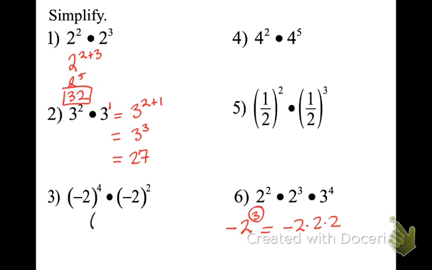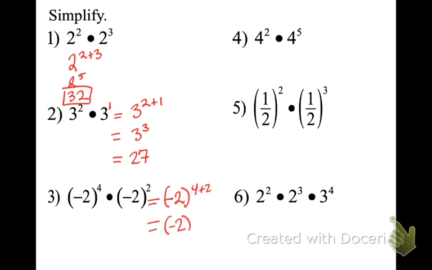So then we get negative 2 to the 6th power. I should do 4 plus 2, right? 4 plus 2, let's keep it consistent. 4 plus 2, and so that makes negative 2 to the 6th power. It's an even quantity. Negative times negative times negative times negative times negative times negative. 1, 2, 3, 4, 5, 6. Every 2 makes a positive. So what's our answer going to be?